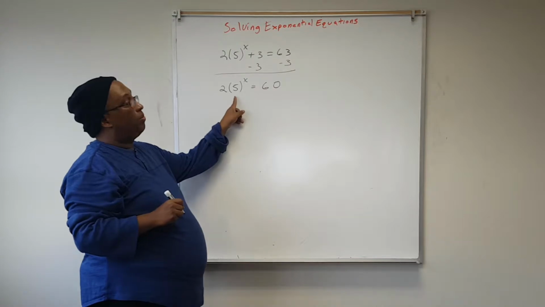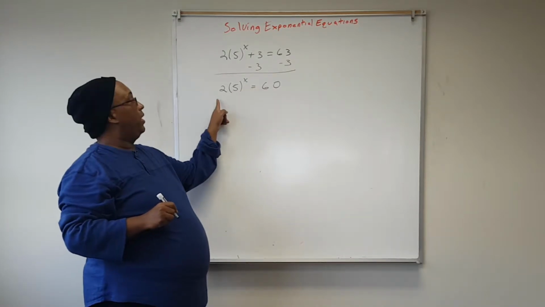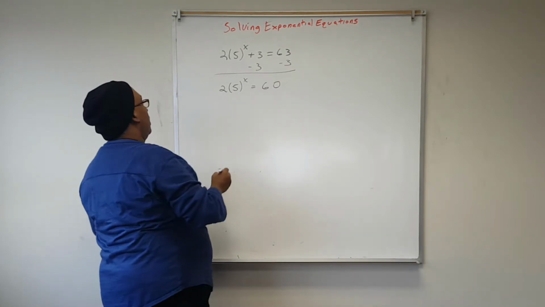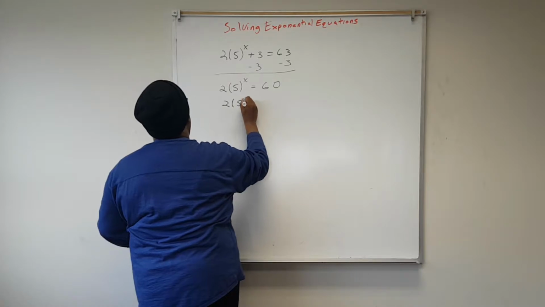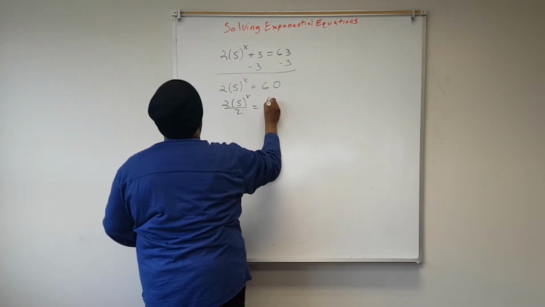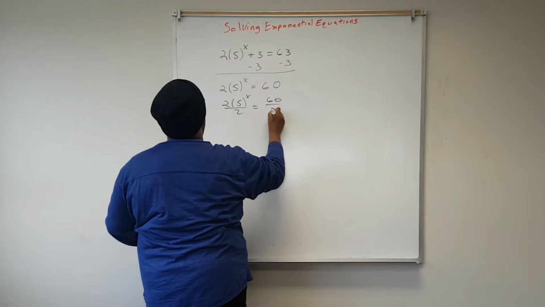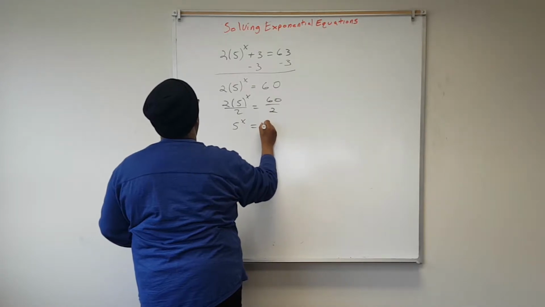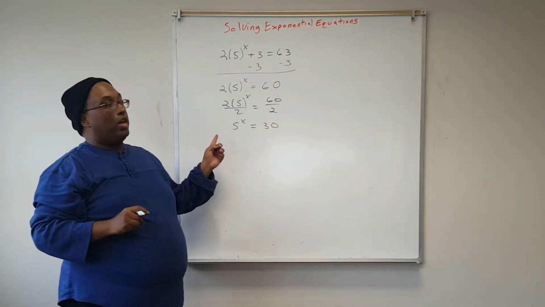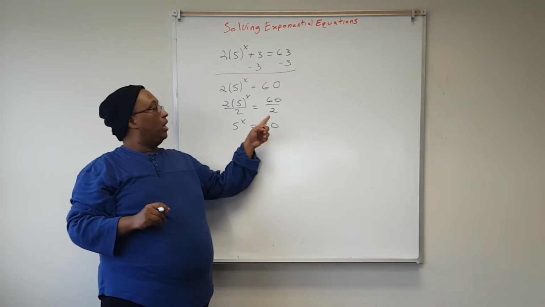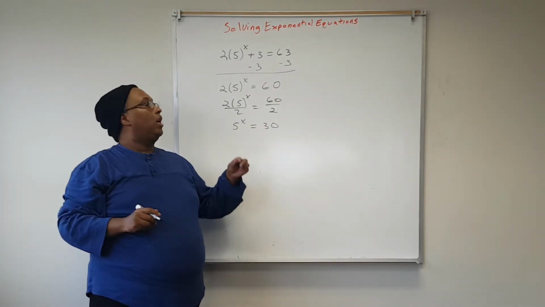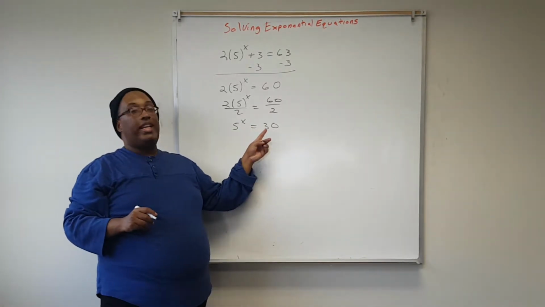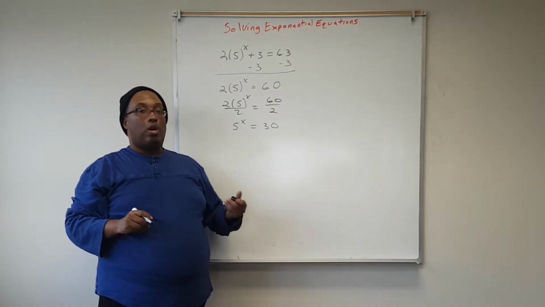Again, we can't multiply this because we're raising the 5 to some unknown power, so we can't say 2 times 5 is 10. We got to get rid of the 2 by dividing both sides. Half of 60 is 30. So we're saying 5 to what power equals 30. Well, 5 isn't going to work evenly, so now we have to use logarithms.